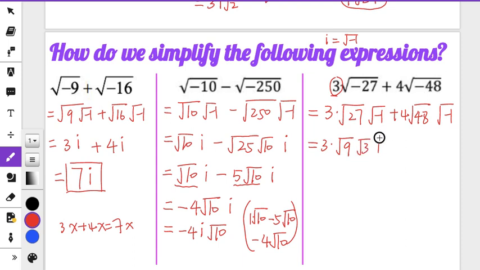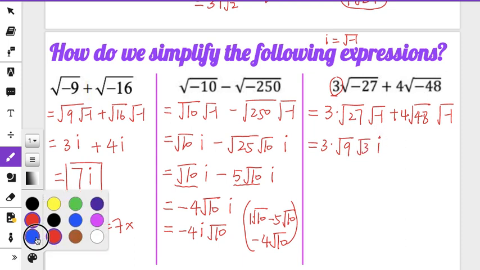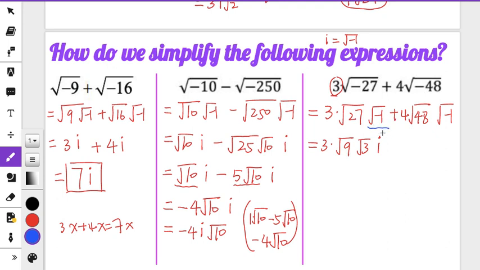So this one becomes i. Do not forget, let me use a different color, this square root of negative 1 is always defined as i. This is just the basic definition. Do not forget that. And this, again, how do I deal with 48? We actually did some similar practice before. Always think about a perfect square number, which is going to be 16 and 3. So that will be a better option.